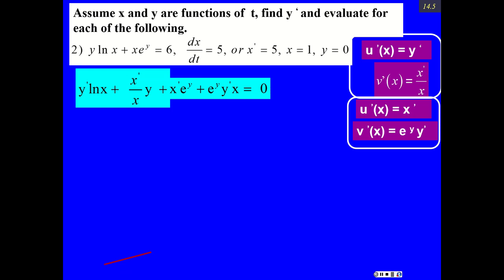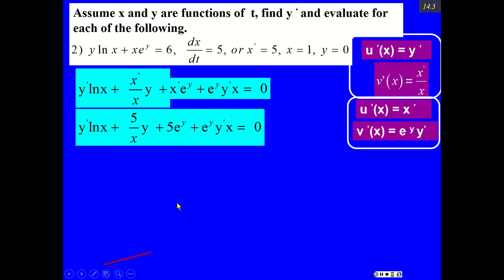Now, again, it's a two-part question. I have to find the dy over dx, or the y prime. Then, the first thing I do, anywhere I see x prime, I'm going to replace it by its value, which is 5. I see the x prime here, I see the x prime here. Then I replace it by 5. Then you are trying to solve for the y prime. Again, you can say y prime or you can say dy over dx.